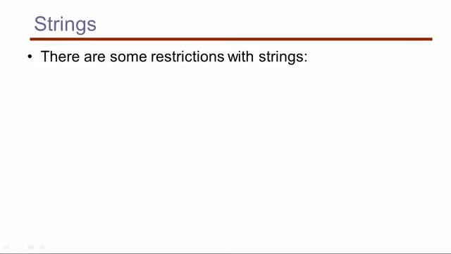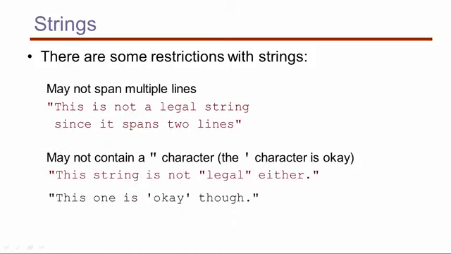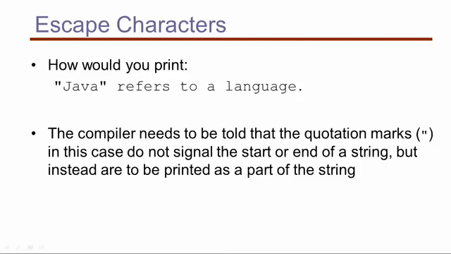There are a few restrictions to these string literals. Two important restrictions are that the string must appear all on a single line, and the string cannot contain the double quote character, since the double quote character is used to mark the start and the end of the string. But what if we actually wanted to print the double quote character as a part of the string being displayed? For example, we want to print the word Java inside double quotes. To do this, we must use what is known as an escape character to tell the compiler that these quote marks are a part of the string we want printed, rather than marking the start or end of the string.